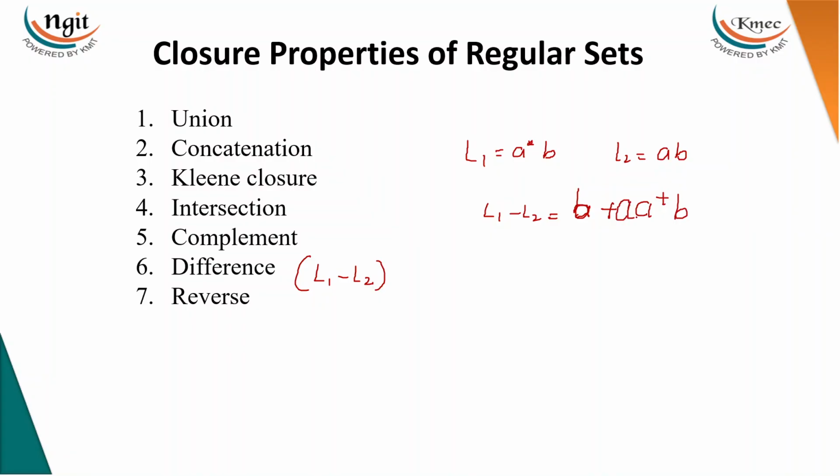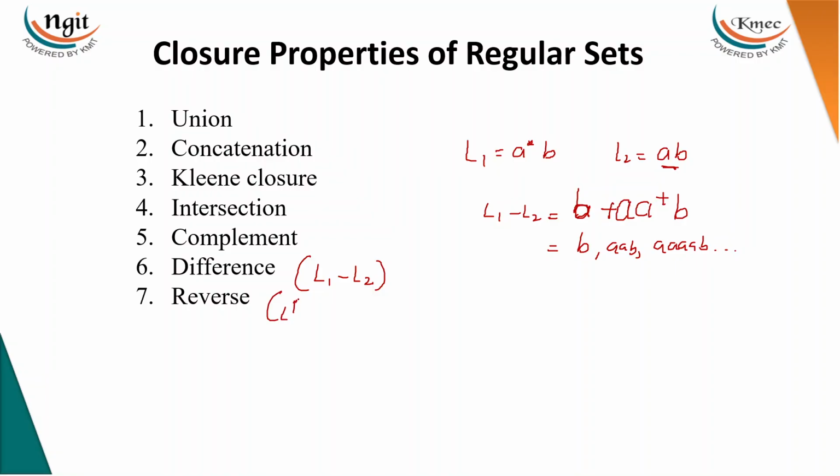Then you can write one more a here. So plus means 1 to infinity. So you have to take b. Of course, it's not here. You cannot take ab because ab is in L2. But I can take aab. No problem. I can take aaab, and so on. That's the difference.